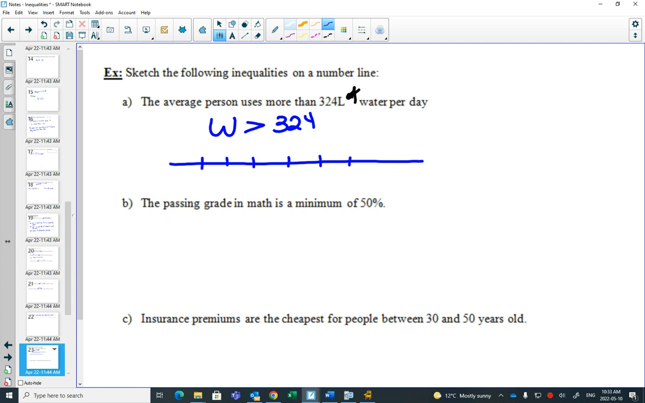Okay, if we did this on a number line, you could do something like this, right? Put 324 in the middle of your number line. Your number line keeps going. You could go at 324, open circle. Which way would your arrow go? Right or left?